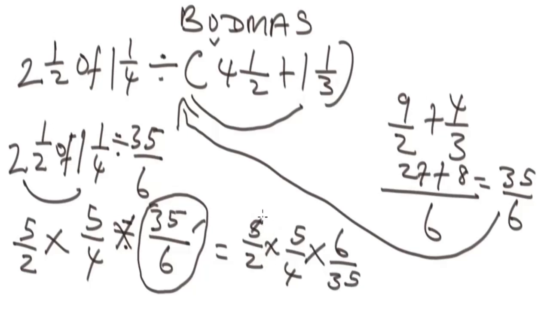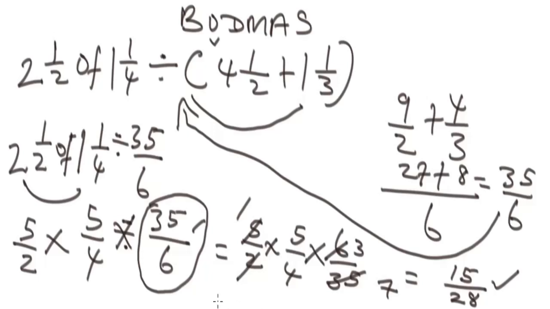So let's cancel that. 5 cancels 35, we have 7. 2 cancels 6 here, we're going to have 3. So our final answer would be 5 times 3, which is 15, over 4 times 7, gives us 28. So this will be the answer to this problem, 15 over 28. Very, very simple, guys, if you apply BODMAS.